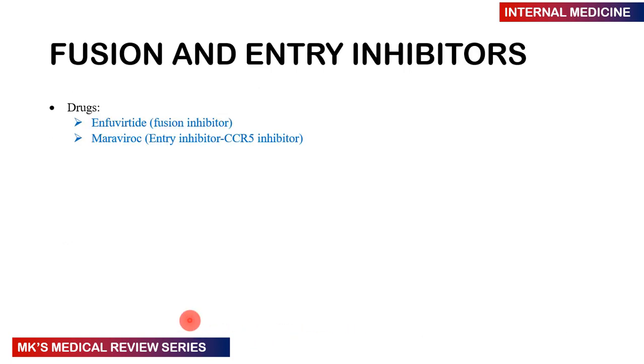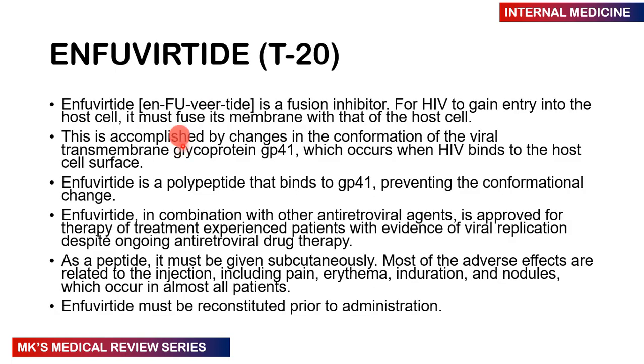Then the other groups of drugs. Up to this point, the drugs that we've talked about are the ones that we currently and actively use in the treatment of HIV. Now these are newer drugs, and by newer I mean something that was discovered more than 10 years ago, but we don't use them currently in our regimen. So we have the fusion inhibitor, enfuvirtide, and maraviroc, which is an entry inhibitor, a CCR5 inhibitor. We'll start with enfuvirtide, which is T20.